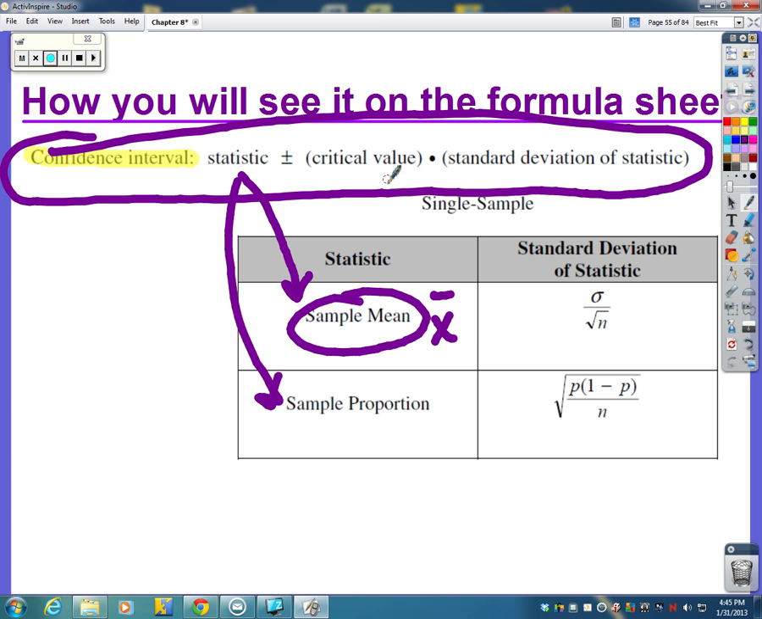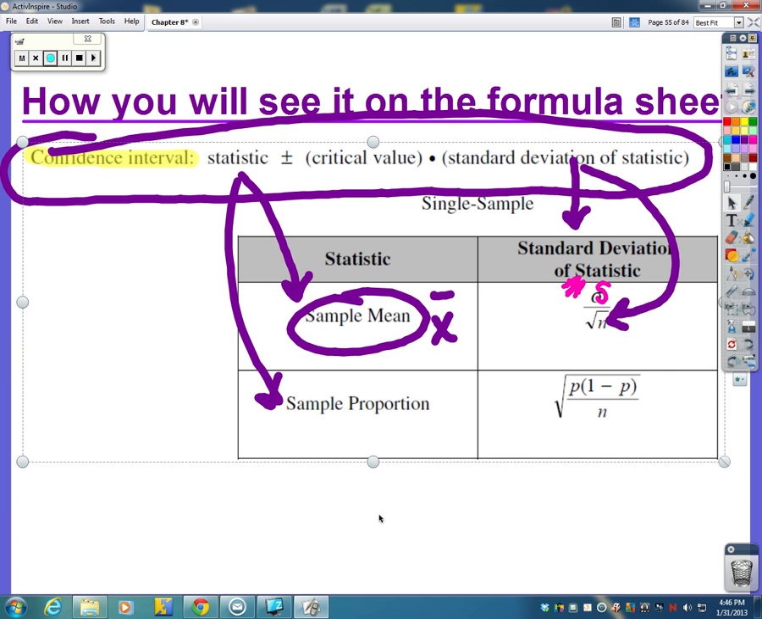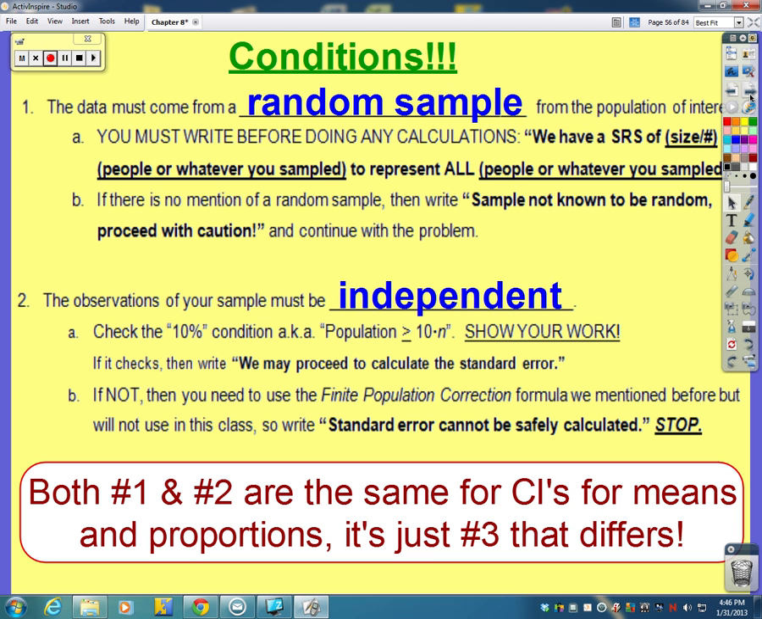The critical value is going to be that t-score. It's really going to be the only thing that doesn't reveal itself on the formula sheet. And the standard deviation of the statistic, well, they're saying that's this column right here. And since we're dealing with means, we're going to be dealing with this. And again, since we don't know what sigma is, we get to replace it with s instead. So the formula sheet doesn't exactly spell out what the formula is, but you can plug in those values into the words up here.